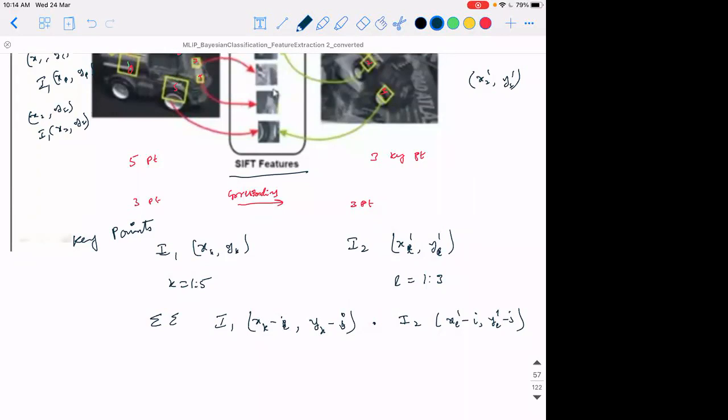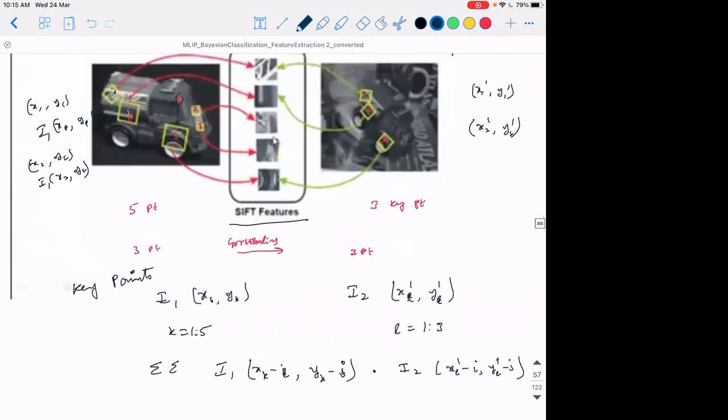Are you able to understand what I'm trying to write here? If I want to find correlation around a point, assume that this is a key point. I will draw a bounding box around it. Here also there may be some point. Assume that there is not much transformation between these two, and I again have a bounding box of the same dimensions, because I want to find the correlation.